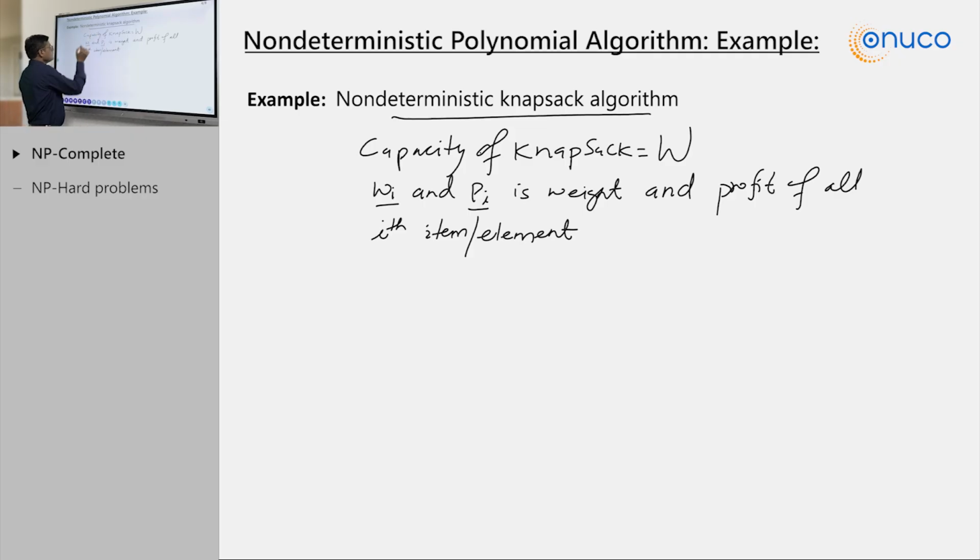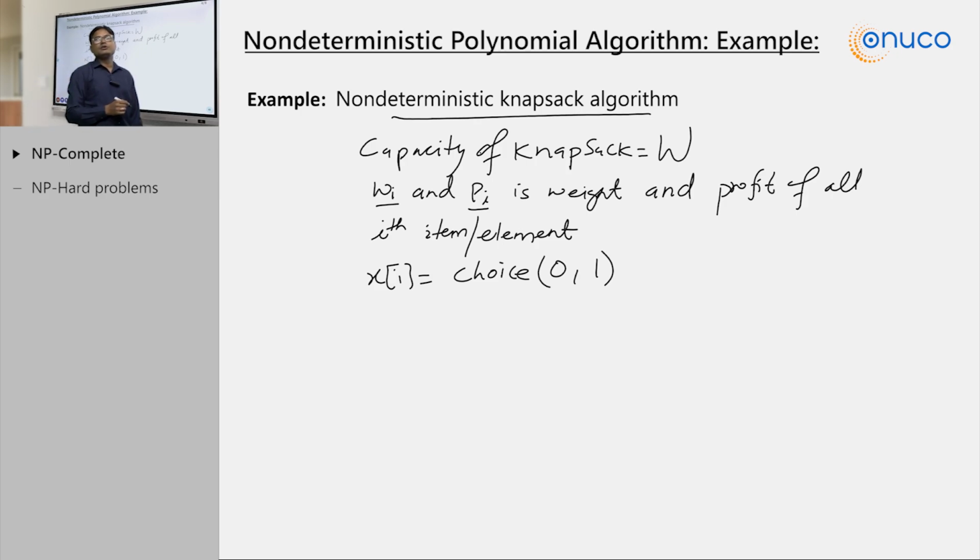Now, based on the non-deterministic part, we have a choice. What we are saying is that x of i, the element to be selected in the choice, will be either 0 or 1. When you say 0, the element is not selected. When you say 1, the element is selected. So that is called choice.